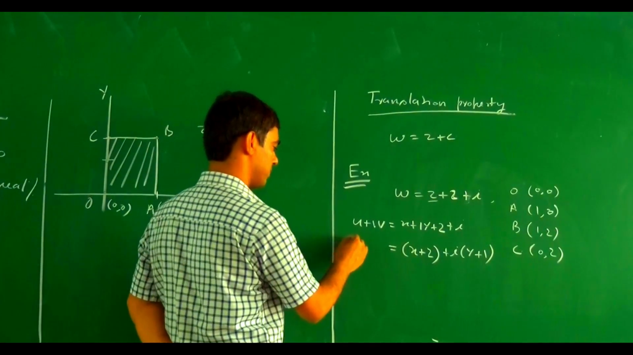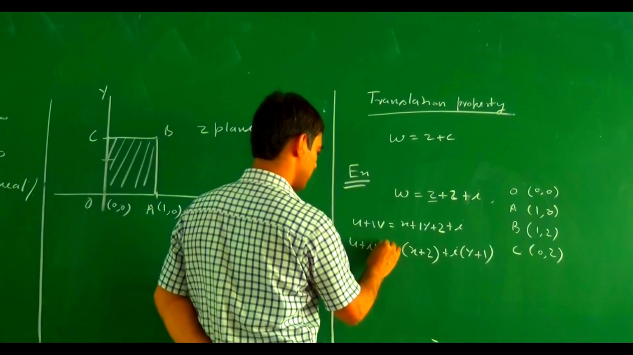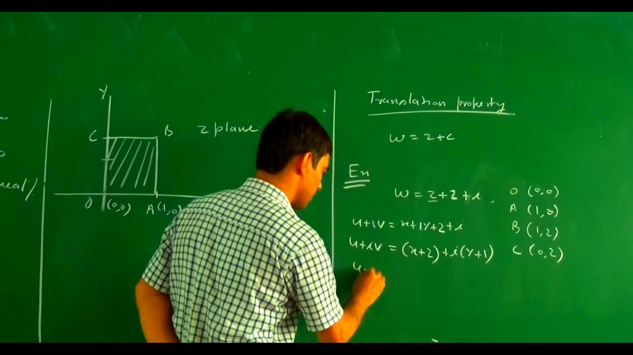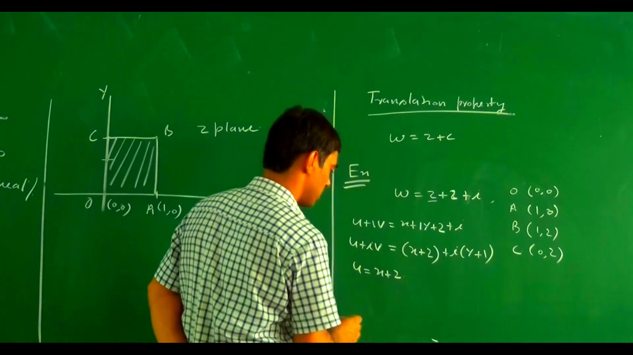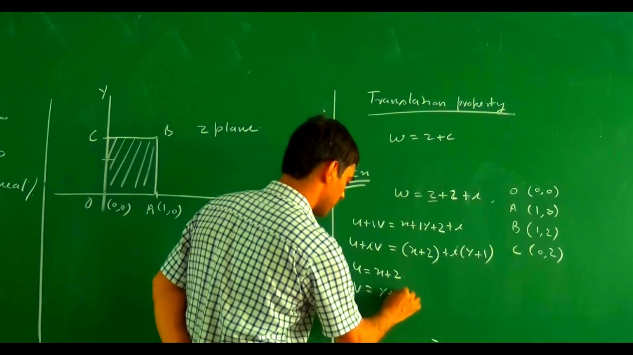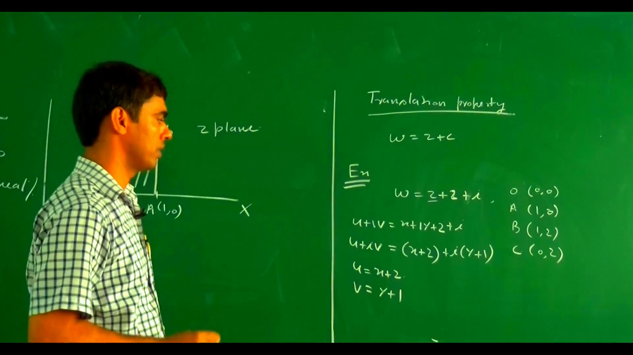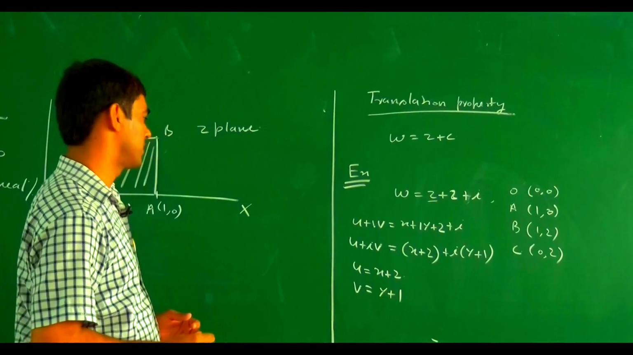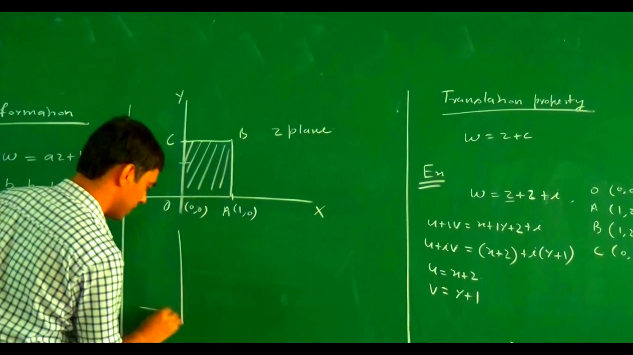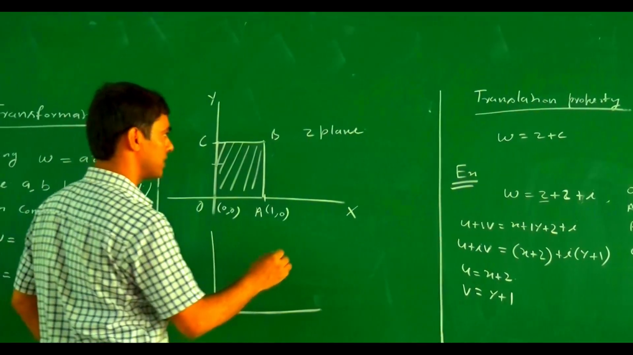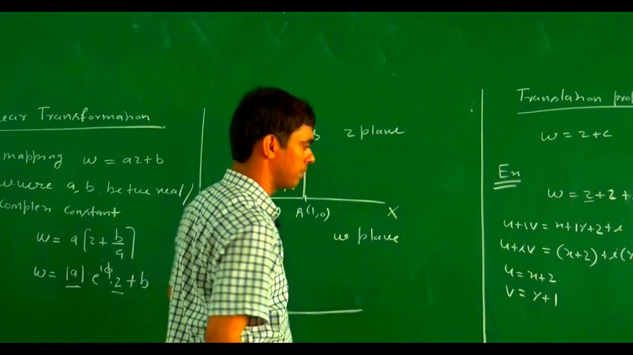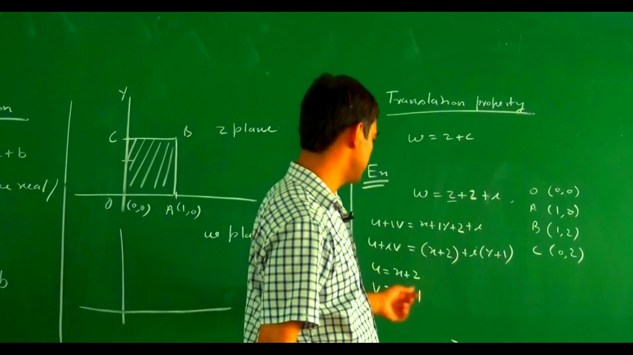U plus iV. What is the value for U? Here the real part gives U equal to x plus 2, and V equals y plus 1. So what are the points? If we try to draw this, in the W plane, this one is the W plane.